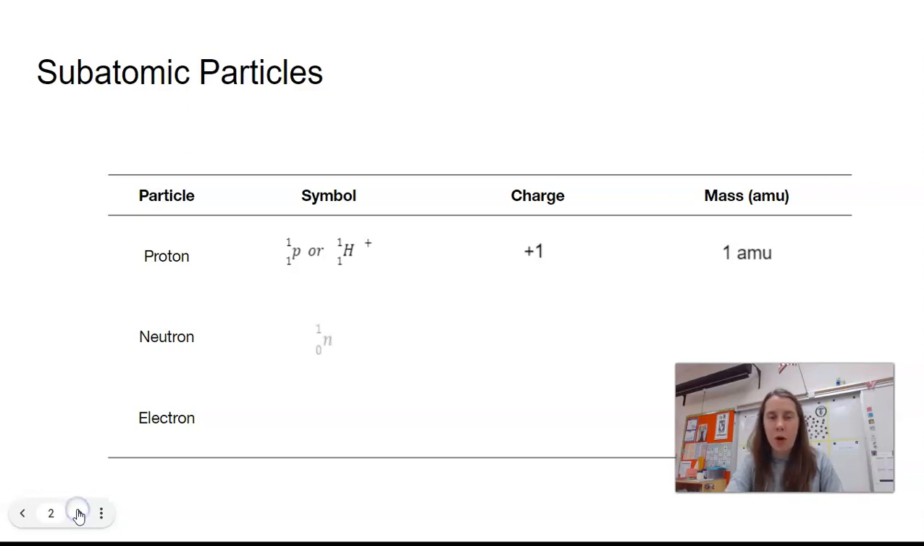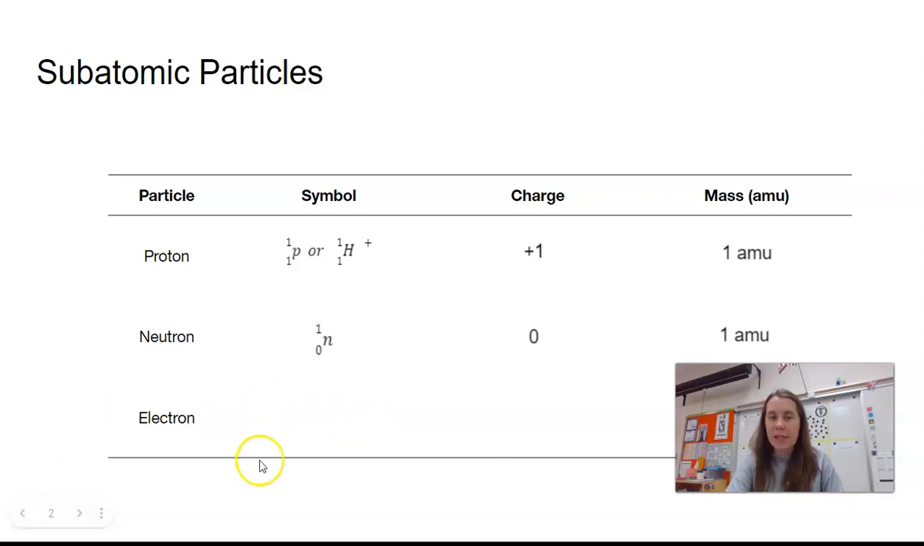All right, the neutron has the symbol lowercase n. It doesn't have any protons because it's just a neutron, so there's a 0 here. And it has a mass of 1, so there's a 1 up here. The charge on the neutron is 0. It is neutral. All right, and then the mass of our neutron is, again, going to be approximately 1. For your purposes, you can assume it's 1.